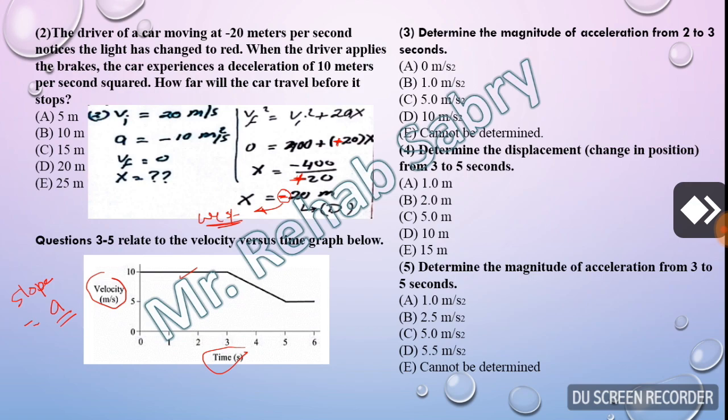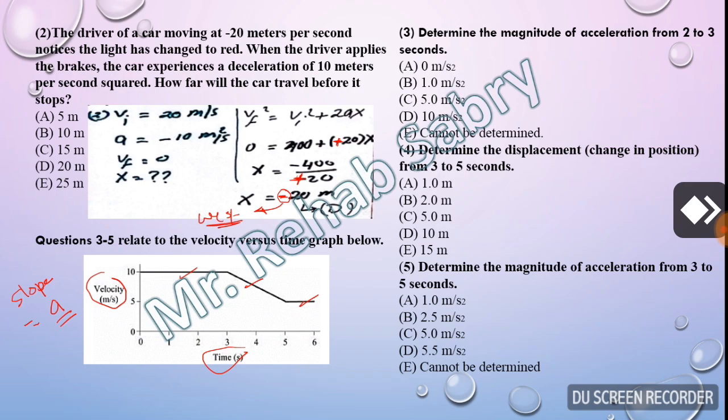Here, the slope is negative because it's going downward, it's going descendingly. So the slope here is negative and the acceleration is negative. In this part, the acceleration is 0 again, but at a different velocity. Now let's read the question.